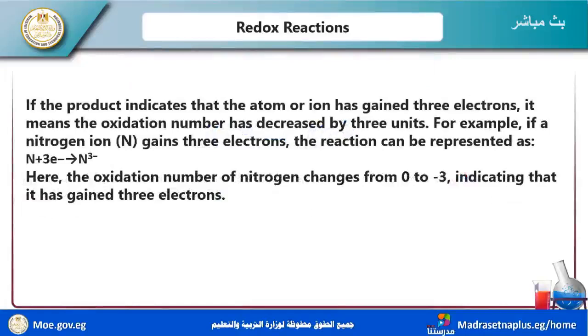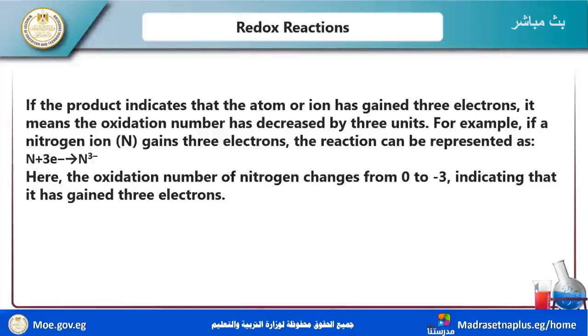If the products indicate that the atom or ion has gained 3 electrons, it means the oxidation number has decreased. Again, if the products indicate the atom or ion has gained 3 electrons, it means the oxidation number has decreased by the number of electrons gained, 1, 2, 3, 4. This decrease is by 3 units.